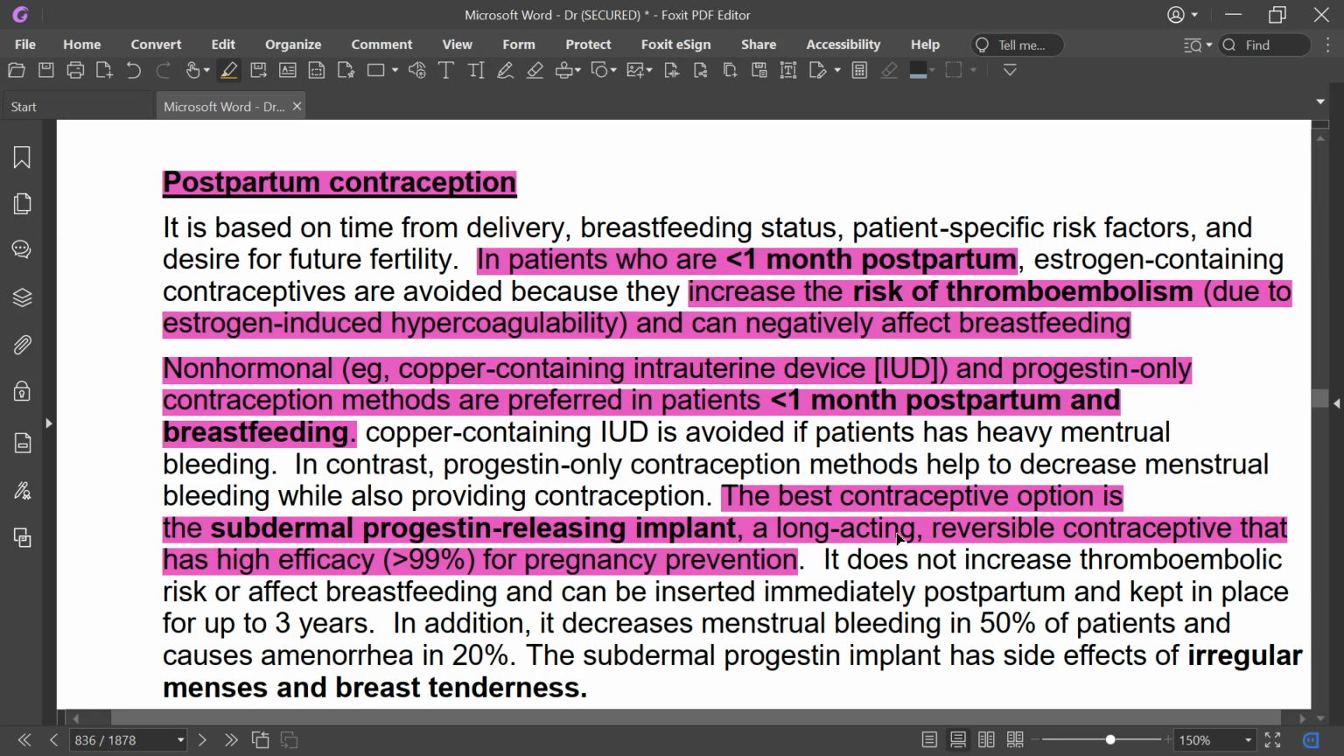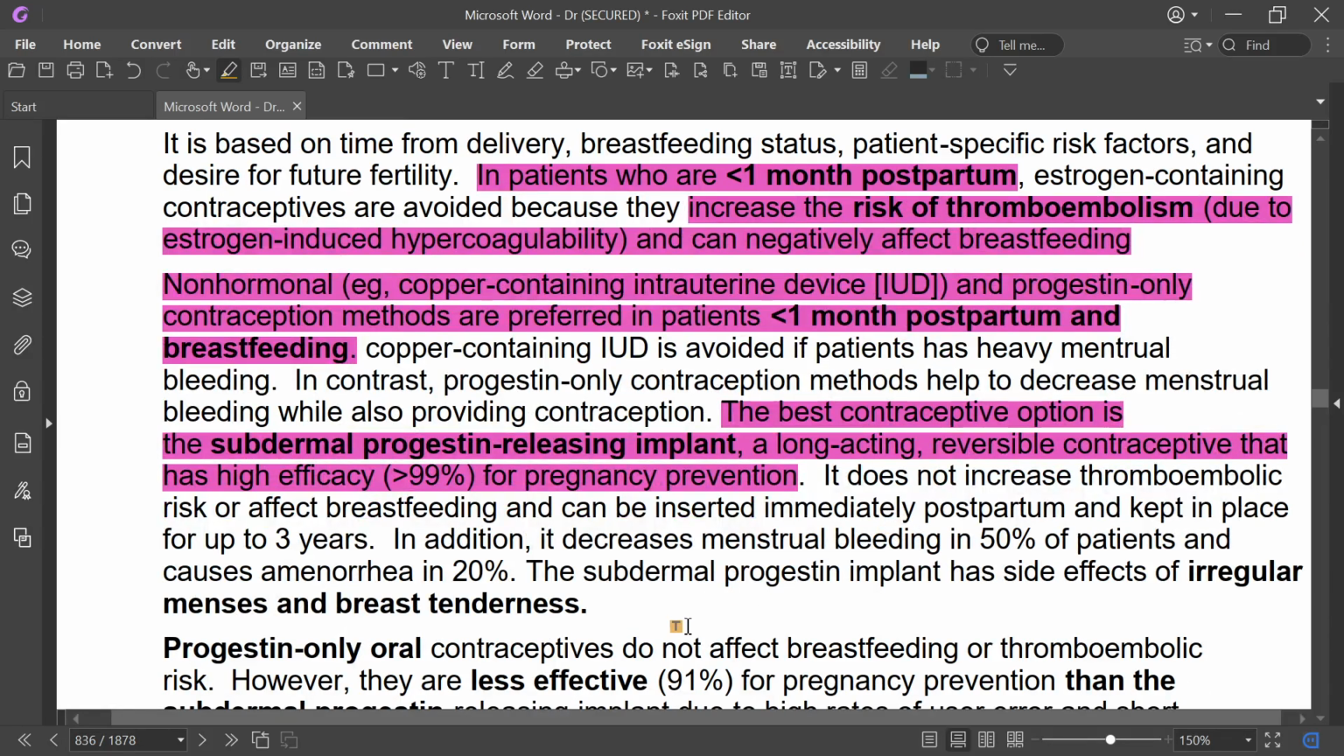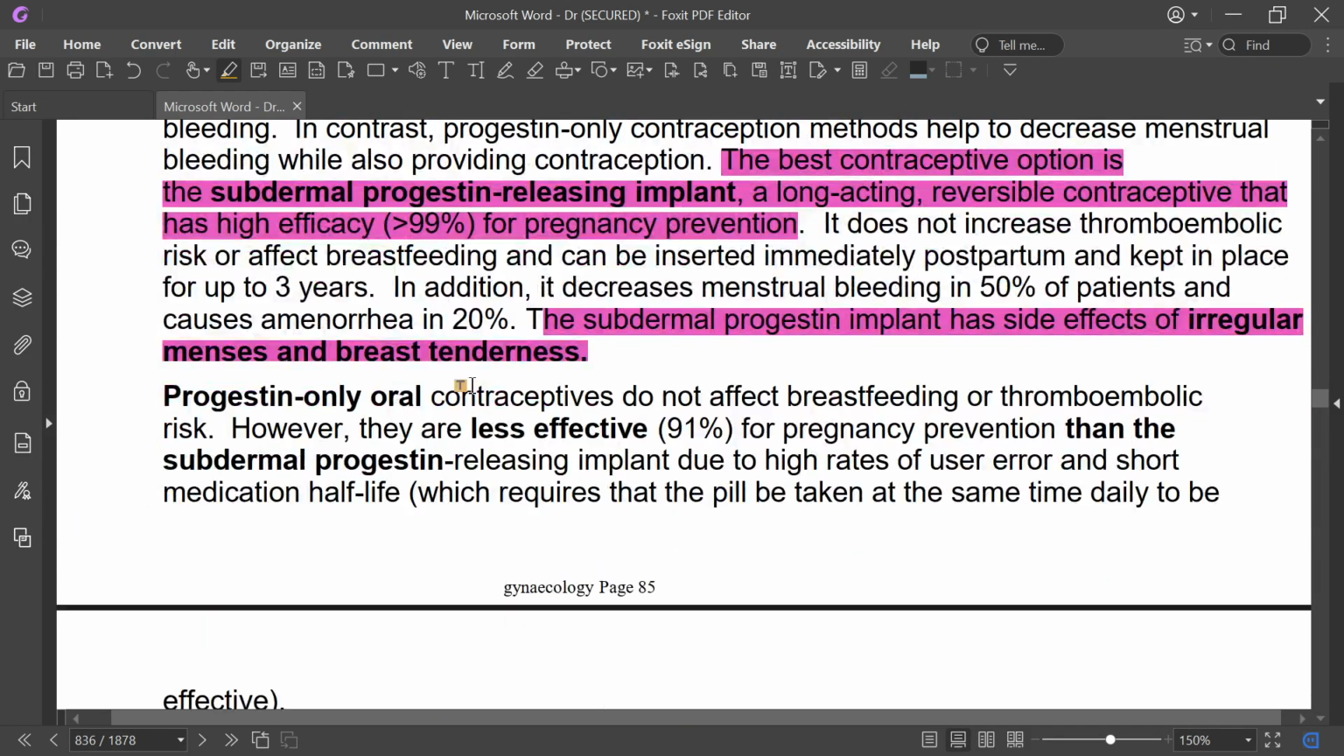The subdermal progestin implant has side effects of irregular menses and breast tenderness. Progestin-only contraceptives do not affect breastfeeding and thromboembolism risk. However, they are less effective for pregnancy prevention than the subdermal progestin releasing implant due to high risk of error and short time after medication.